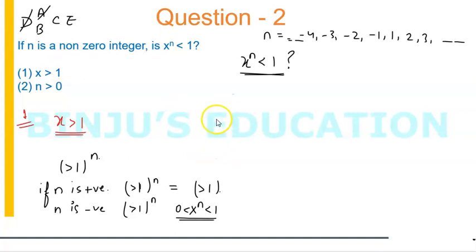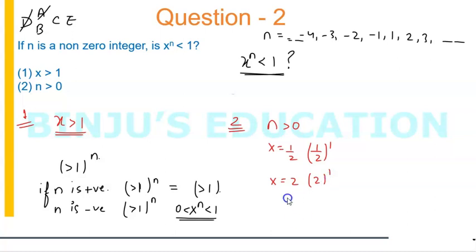Okay, now statement number 2 is n is greater than 0. Okay, fine, n is greater than 0. So n is like 1, 2, 3, 4, whatever the number is. But do we know the value of x? Again, we do not know the value of x. So it may happen that x is half, so you have half to the power 1, which is less than 1. What if x is 2? 2 to the power 1 is 2, which is greater than 1.